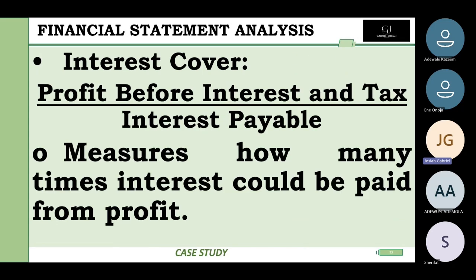We also have the interest cover. We've spoken about that, speaking to borrowed funds or external funding and how interest could be paid. And it measures how many times interest could be paid from profit from borrowed funds. So the formula is profit before interest and tax divided by interest payable.